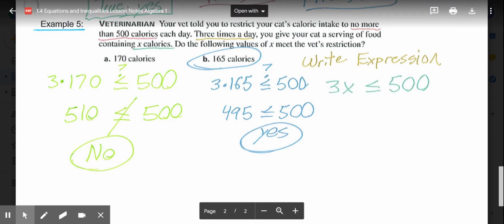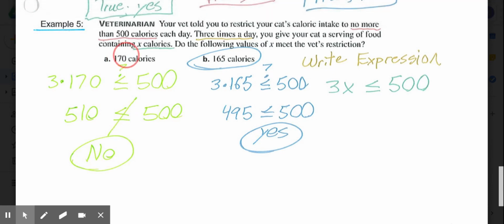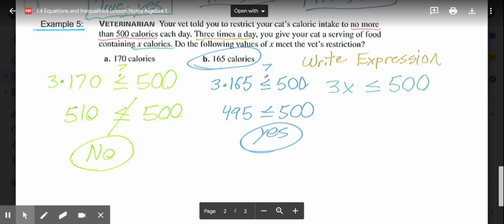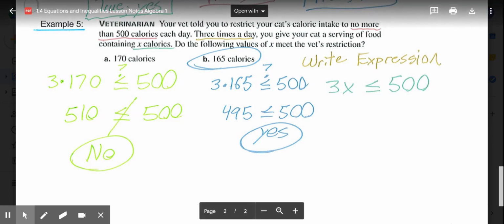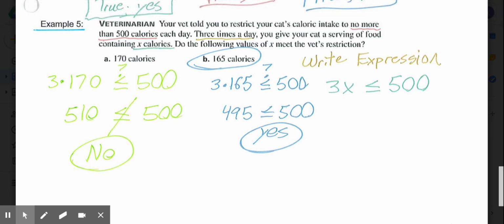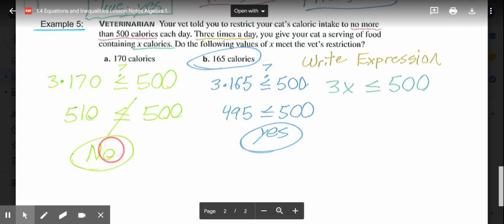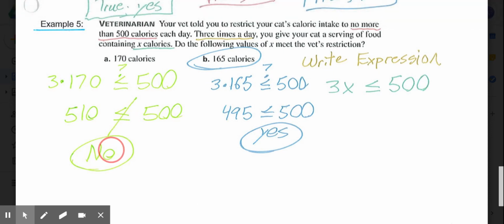Then we are going to substitute in the values given in A and B. So in A, that food is 170 calories. So 3 times 170, we're checking if that is less than or equal to 500. 3 times 170 is 510. 510 is not less than or equal to 500. So no, that 170 calorie food does not meet the vet's restriction.